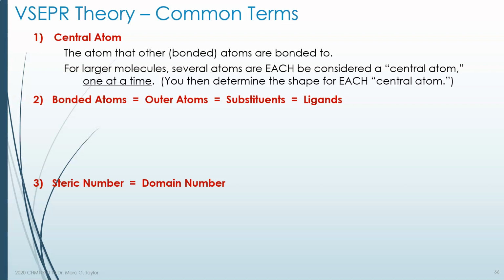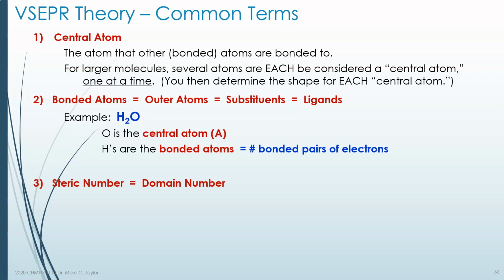The bonded atoms, as the name suggests, are just bonded to the central atom. So, for example, if we have water, H2O, which is really HOH, the O, the oxygen, is the central atom. And we signify the central atom in VSEPR theory with the letter A. The H's in this case are the bonded atoms or the outer atoms, and they are also equal to the number of bonded pairs of electrons that link those bonded atoms.